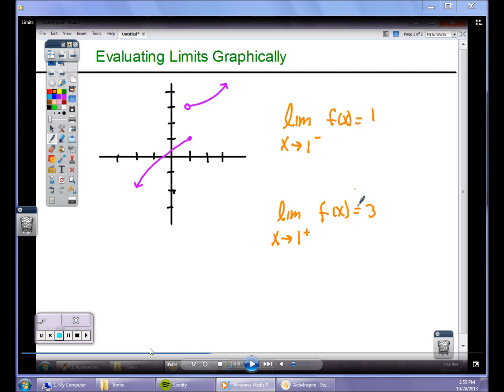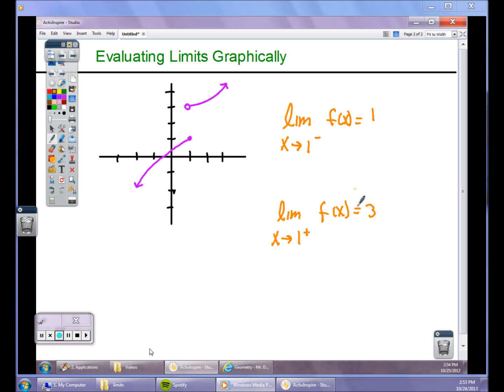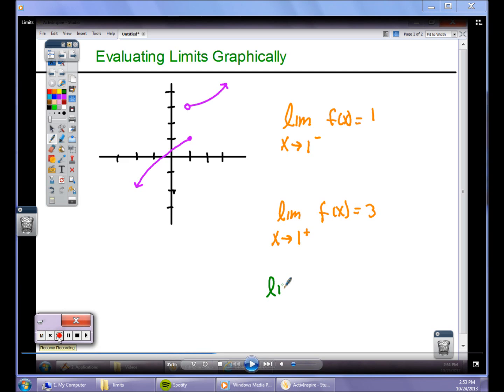Now, notice that there is an open circle at 3. So I never exactly hit 3, I'm actually approaching 3. In this situation, the limits are not the same. The left-hand limit is not the same as the right-hand limit. So I would say the limit as x goes to 1 of f of x does not exist.